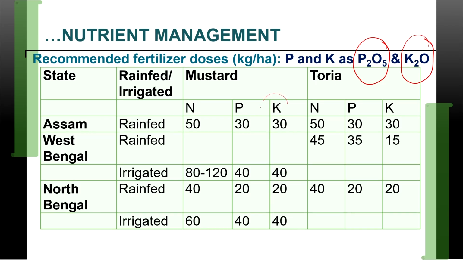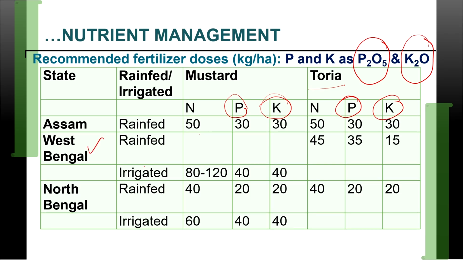So for example, here it is written K. It does not mean K, it means K2O, the amount of K2O. Similarly, here P is P2O5, and this K is K2O, in kg per hectare. So let us take the case of Assam. Under rain-fed condition for mustard, 50, 30 kilogram N-P2O5-K2O per hectare is recommended. For Toria in Assam, under rain-fed condition, 50, 30 kilogram N-P2O5 and K2O is recommended.